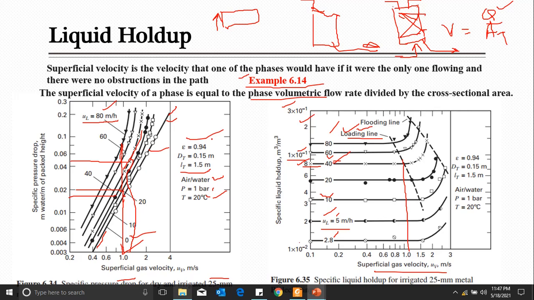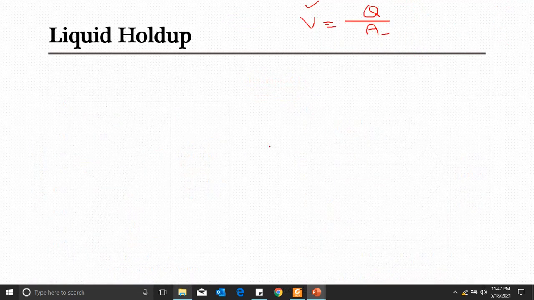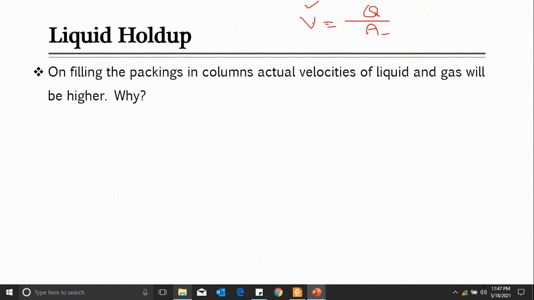So initially 6% was covered with the packing, and now 8% is covered with the liquid. So 8 plus 6 is 14. If you subtract 100 minus 14, 86% area will be available for the vapor or the gas to pass through in this specific case. So when the area has reduced from 100% to now 86%, in that case the velocity will further increase.